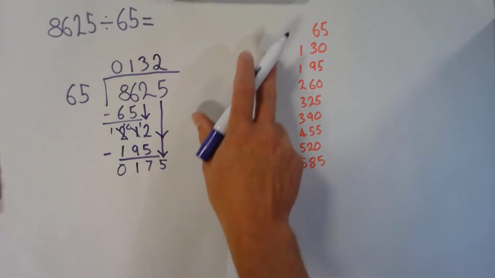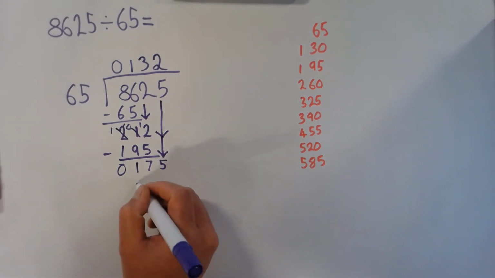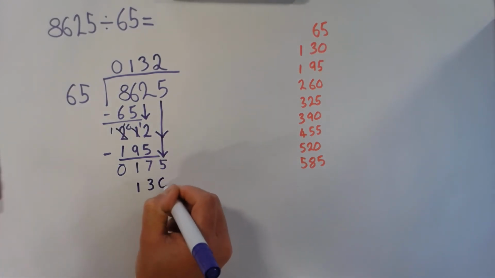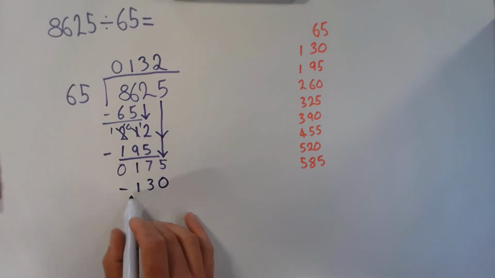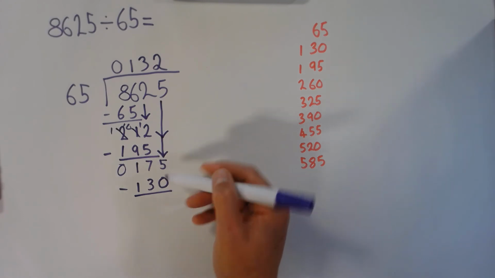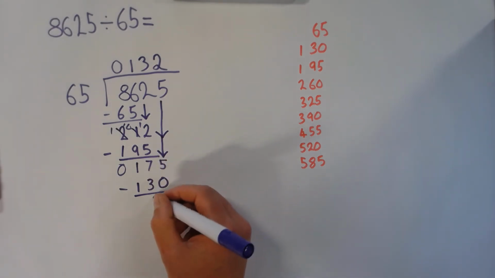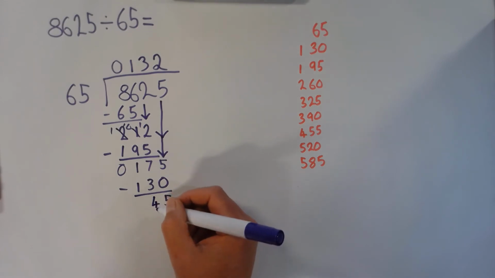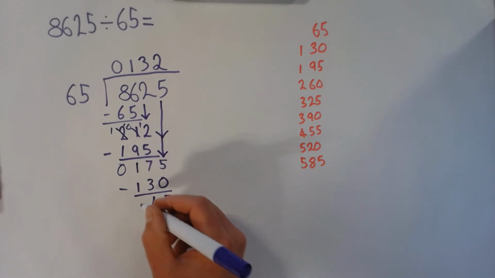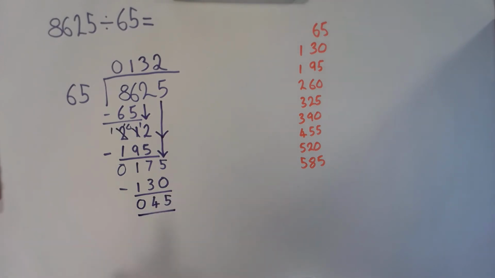132 here now. I can make two groups because two lots of 65 is 130. So I'm going to pull that 130 down to here. I'm going to subtract it from my 175 and work out what my remainder is. 5 subtract 0 is 5. 7 tens subtract 3 tens is 4 tens. And then 100 subtract 100 is 0. That gives me what's left here.